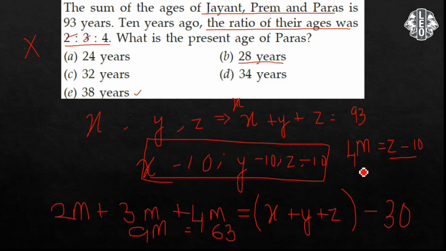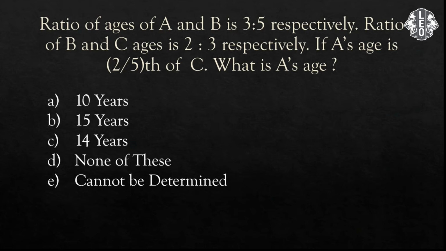Okay. So 4m is what? 28, so 28 plus 10 gives you 38. So 38 is the correct answer. That's the reason I'm marking this as important. So I'll show you one more problem. Just try out this, and you guys need to explain to me also.